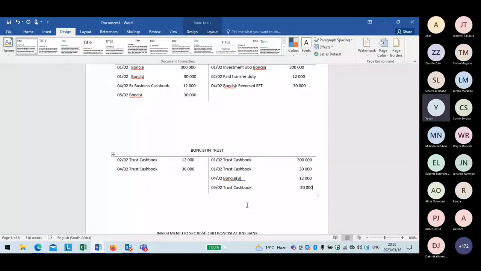Yes, sir. Now let's move to number six. On 16 February, the bond and transfer are registered. Then we've received the 600,000. The bond and the transfer are registered. What do we do here?